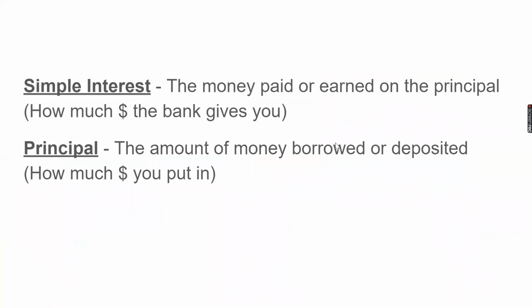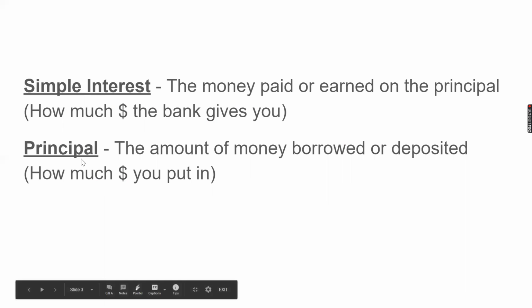So let's talk about these words. First two are simple interest and principal. Simple interest is the money paid or earned on the principal, which is how much the bank gives you. The principal is the amount of money that you borrow or the amount of money that's deposited. It's how much you put in. So that's the difference between the two. If it has to do with the bank, it's simple interest. If it has to do with you, it's principal.